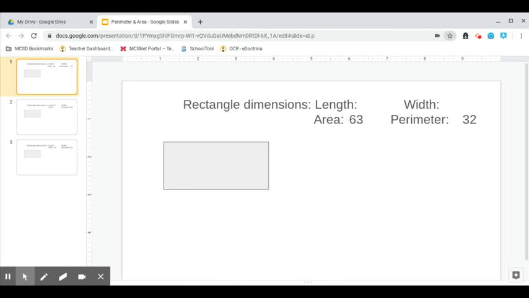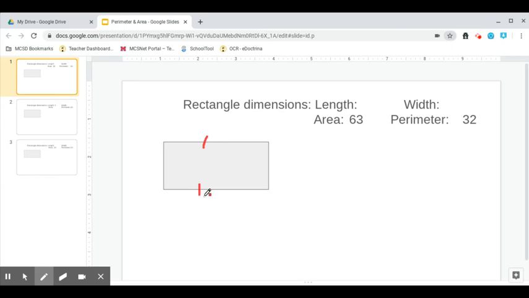All right, today's lesson is going to be on perimeter and area of rectangles. Basically, to find the perimeter of a rectangle, you have to add up all the sides. So this side plus this side plus this side plus this side will give you the perimeter. And you know that this side is the same dimension as this side.